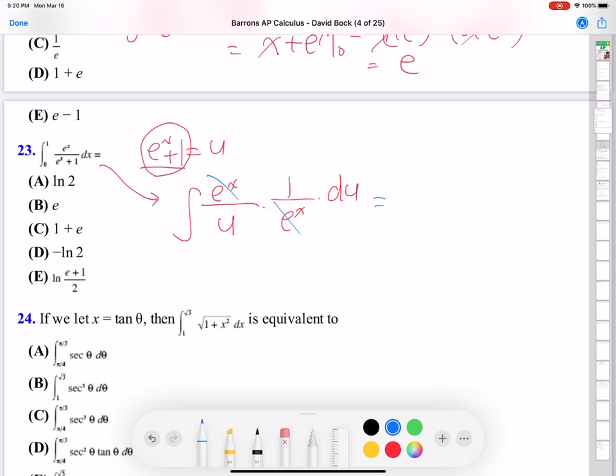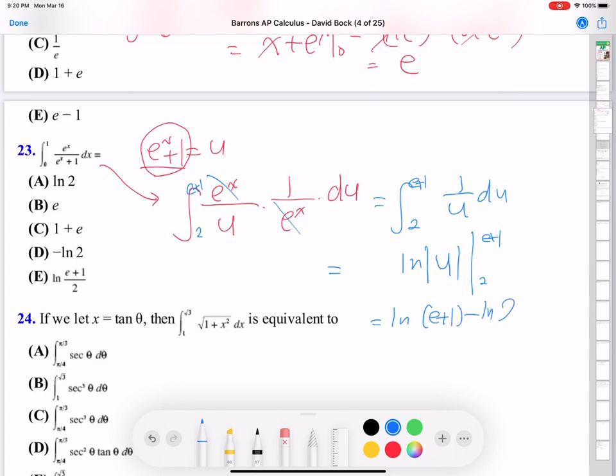And then I'm going to change the two numbers. If x is 0, u is 2. If x is 1, u is e plus 1. So the integral from 2 to e plus 1 of 1 over u du. The integral of 1 over u is ln absolute value of u, and then from 2 to e plus 1. Plug in the top number, ln of e plus 1, minus ln 2.